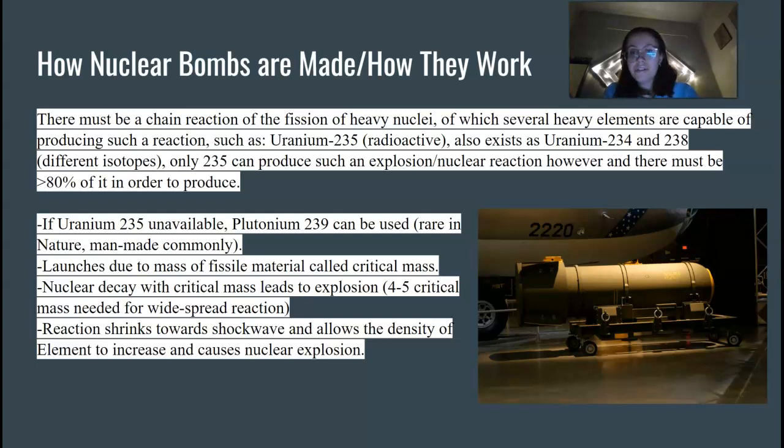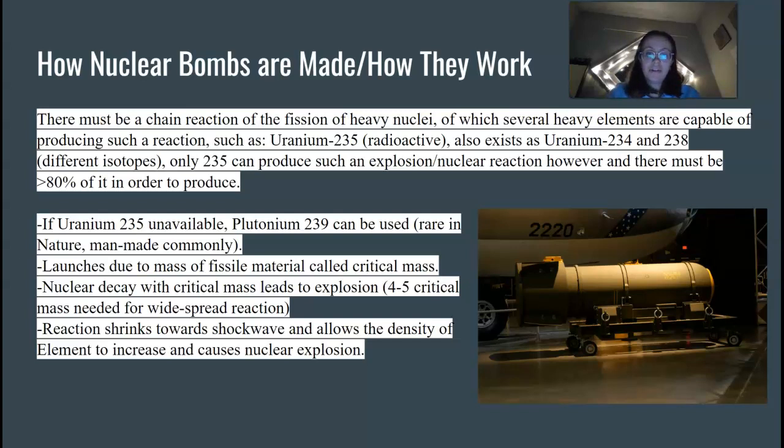However, in order to produce it still, there are caveats where there must be at least greater than 80% of it in order to produce that type of reaction. So in the chance that uranium-235 is unavailable, plutonium-239 can be used. However, to note, plutonium-239 tends to be rare in nature, and since it is rare in nature, it is typically found man-made.